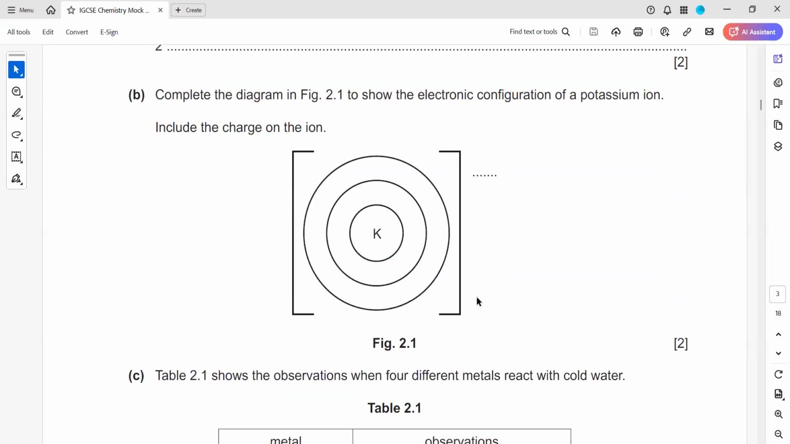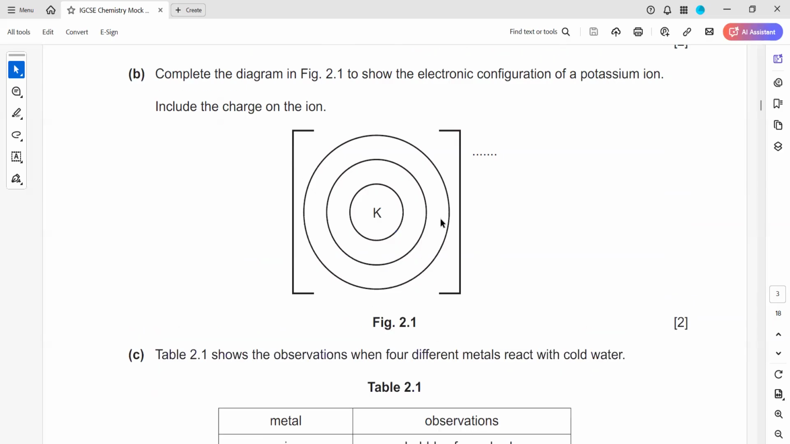I wrote chemical properties instead of physical. Yeah, you have to write physical properties.